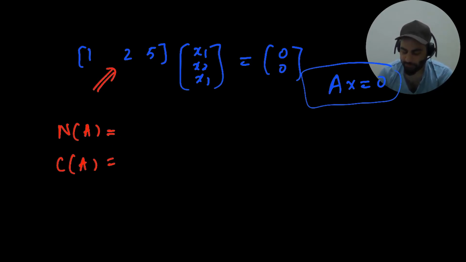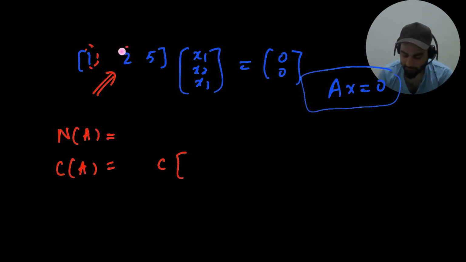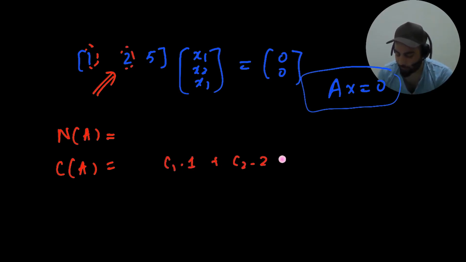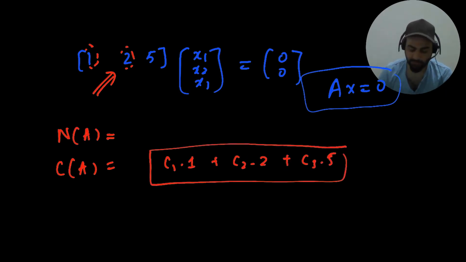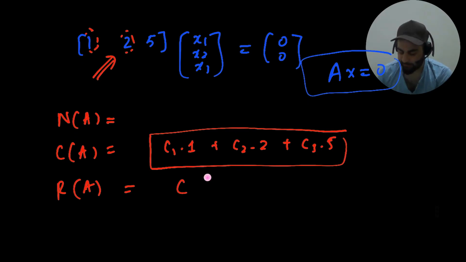So what is the column space of this? Any vector C multiplied by this whole vector. If you want the column space, take this vector multiplied by anything. Let's call this C1 multiplied by 1 plus C2 multiplied by 2 plus C3 multiplied by 5. So these vectors will be in the column space. In the row space, I'll just multiply any C with this whole row. So any row of this format will be in the row space.